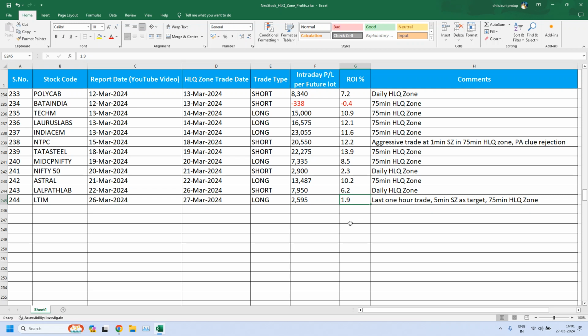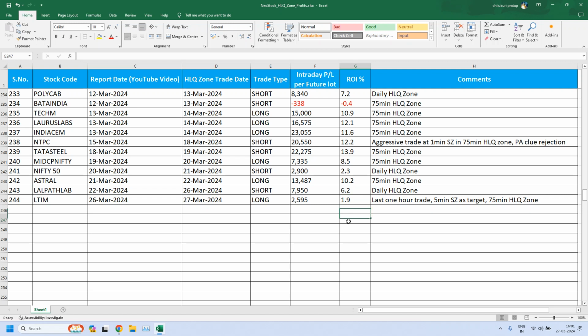1.9% ROA during the last 1 hour of the trading. Definitely it is a crazy trade, no doubt in that. But this is a good profit. Normal intraday traders feel 1% profit is a very good profit during the intraday. 2% means it is an excellent profit. It's an excellent trade from an intraday point of view.